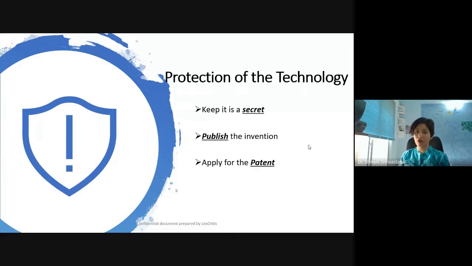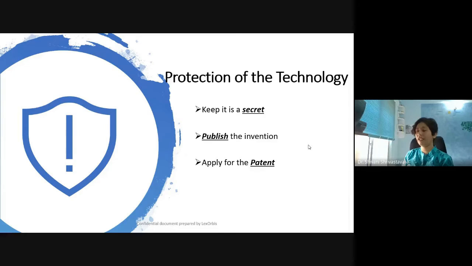We usually call it defensive publication, where I am publishing my technology, and then I will actually stop others from protecting the same and similar technology. Because when we are talking about protection, if I am not protecting my technology, there are other people who are working on the same and similar technology.